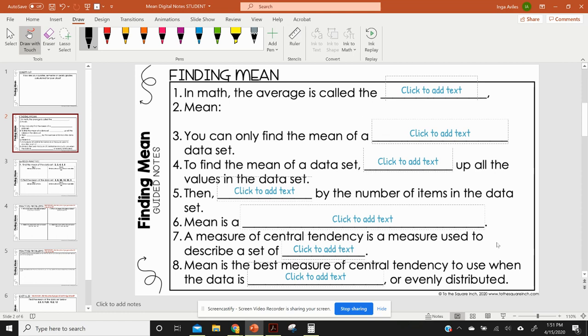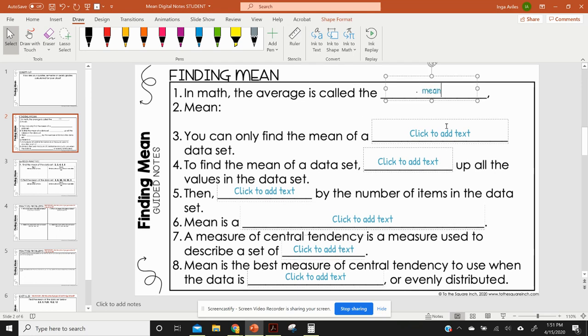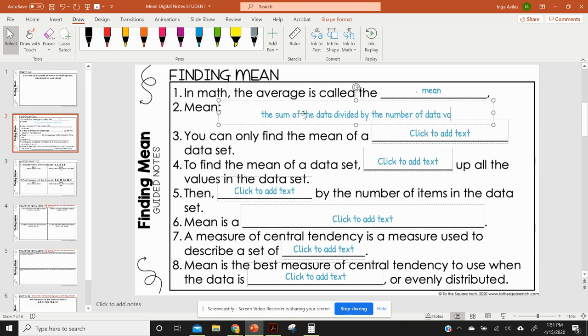Okay, so the first thing says, in math, the average is called, and what you're going to do is we're just going to put the word mean. Okay, that's the other name that we use for the mean. Now, in order to find the mean, we need to find the sum of the data divided by the number of data values. That's it. In translation to English, that means that we're going to add up the numbers and then divide by the number of numbers. You can only find the mean of a numerical data set.